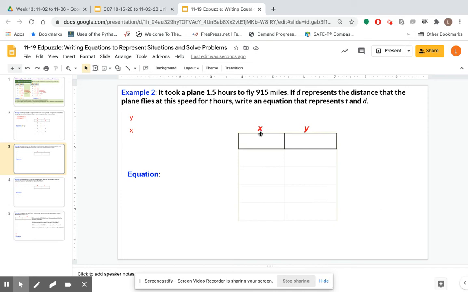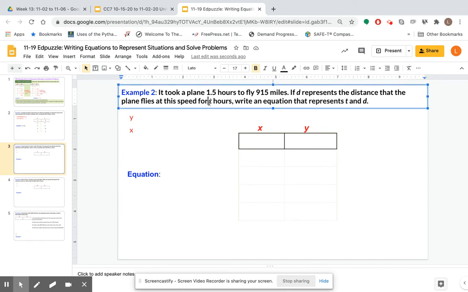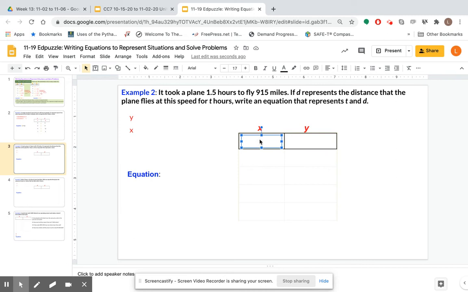I'm just going to put it in the order that it appeared in the story. 1.5 hours showed up first. They told us to use the letter T to represent hours. Why didn't they use H? I don't know, maybe T stands for time, right? And then for the distance that they flew, they used the letter D. Okay, there's T and D. For time, it was 1.5 hours, so I'm going to put 1.5 right there for the time in hours. And then for distance, 915 miles.